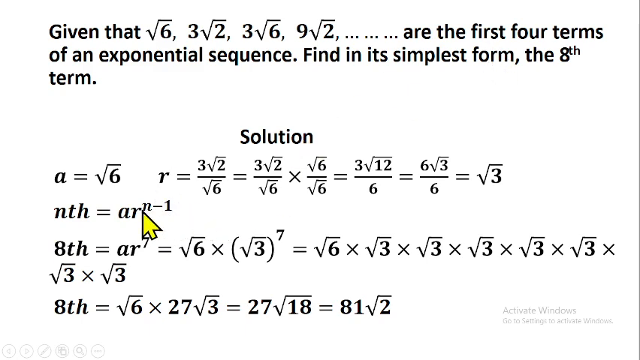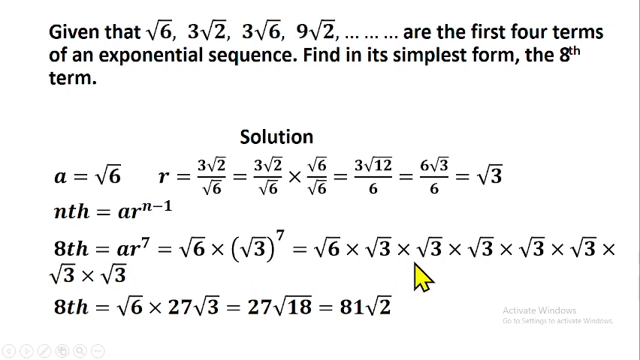So n is 8. 8 minus 1 gives us 7. So the 8th term is ar raised to power 7, which equals, our a is root 6 times our r is root 3. So root 3 raised to power 7 means root 3 in 7 places. So that means you have root 6 times root 3 in 7 places: 1, 2, 3, 4, 5, 6, 7.